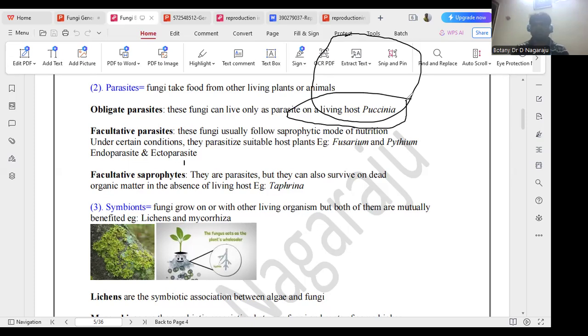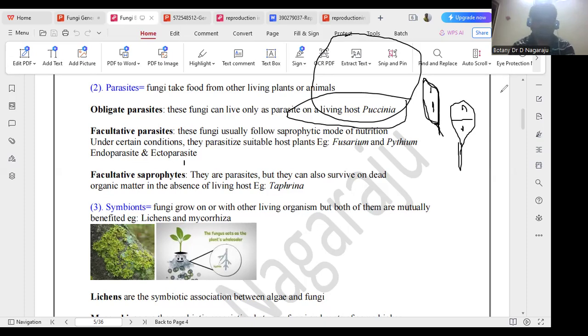Uredospores and teliospores are formed upon wheat, and aeciospores and pycniospores on the barberry plant. Barberry is a weed plant that acts as the secondary host or alternate host. Due to uredospores, it is red in color. That's why we call it a rust disease.